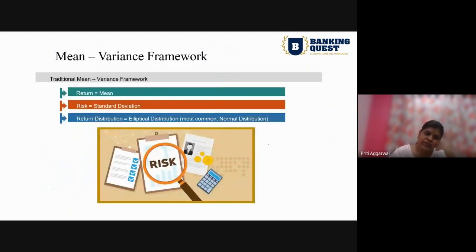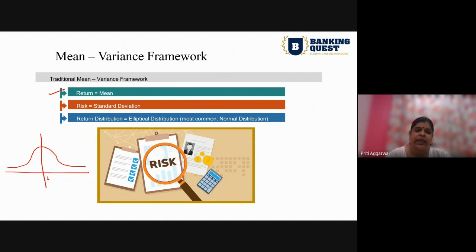So, need variance, this is what I have already discussed with you. The traditional way, in order to calculate your returns, we use the mean, right? The average, we call it, and when I have to measure the risk, we generally use standard deviation, and then the return distribution is an elliptical distribution. Most commonly, we use the normal distribution. This is what is generally used, and even the Markowitz portfolio optimization theory talks about the normal distribution.